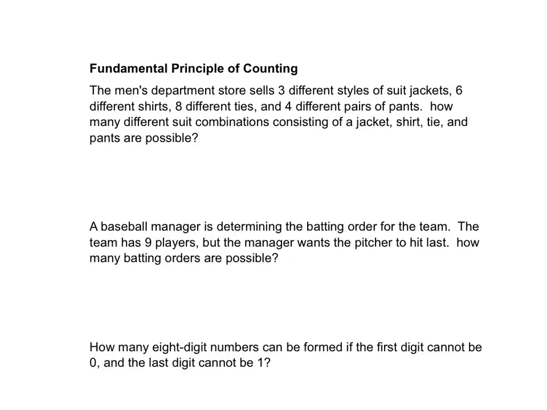In this case, the men's department store sells 3 different styles of suit jackets, 6 different shirts, 8 different ties, and 4 different pairs of pants. How many different suit combinations consisting of a jacket, shirt, tie, and pants are possible?